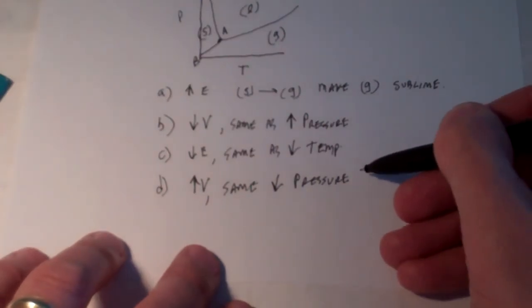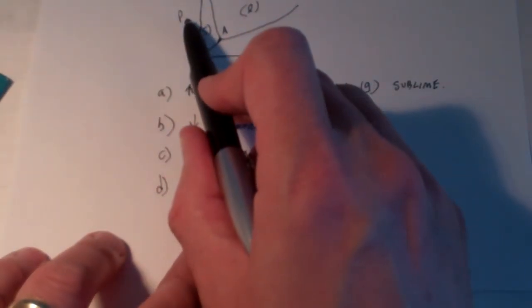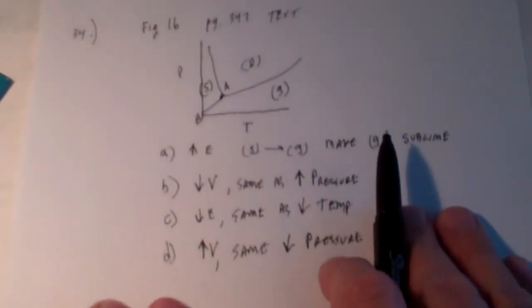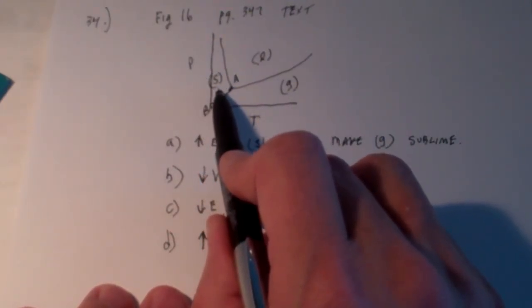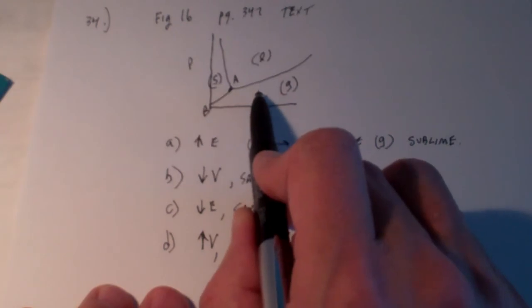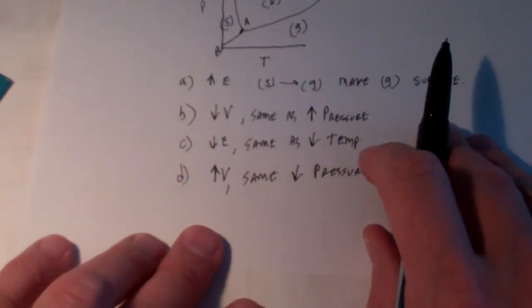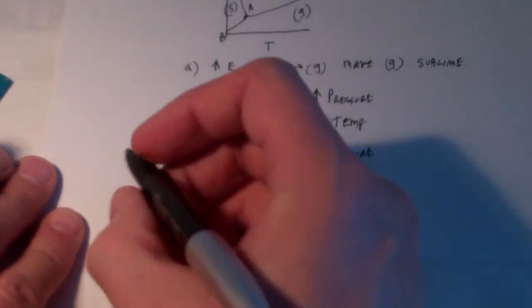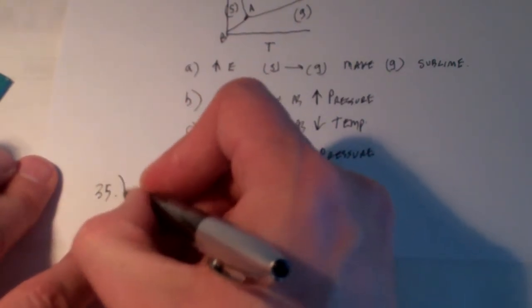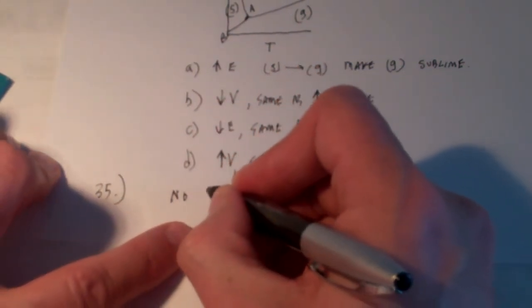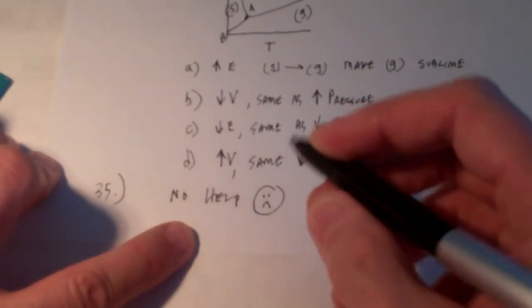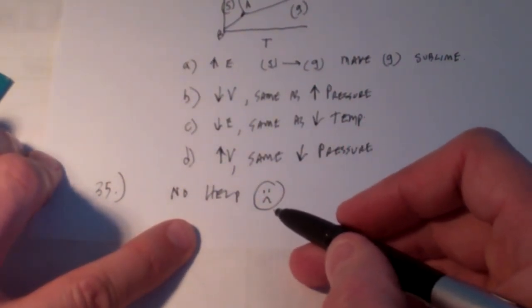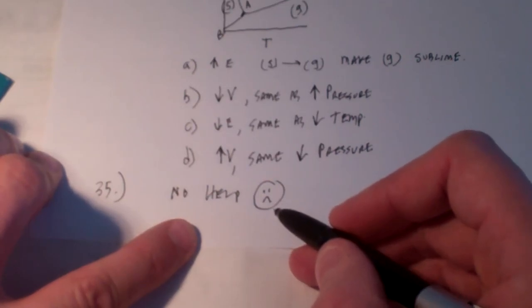Okay, so that's your help. So take a look. You have pressure on your y-axis, temperature on your x-axis. Try to figure out what happens, whether it will be forming a solid or a gas to a solid on number 34. And then finally, your last question on the assignment, number 35, I am not going to give you any help. Now, if you want help, you can come in before or after school and I'll help you. But on this video, I'm not going to give it to you.